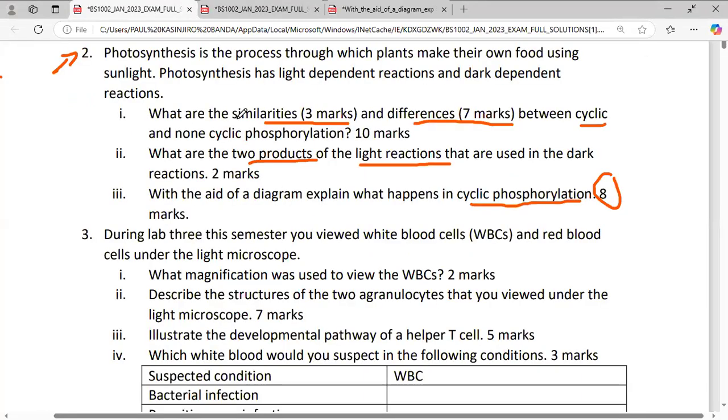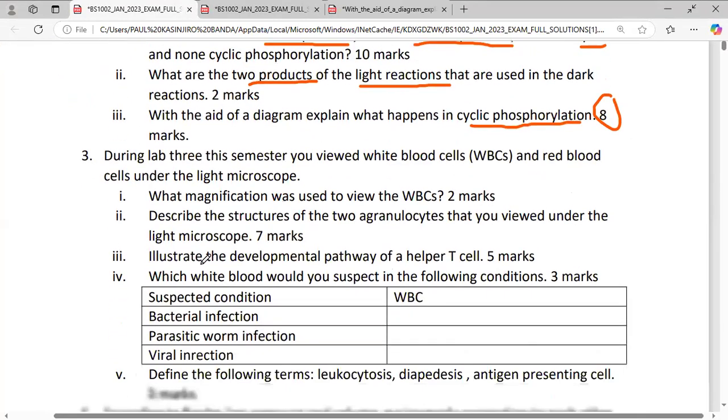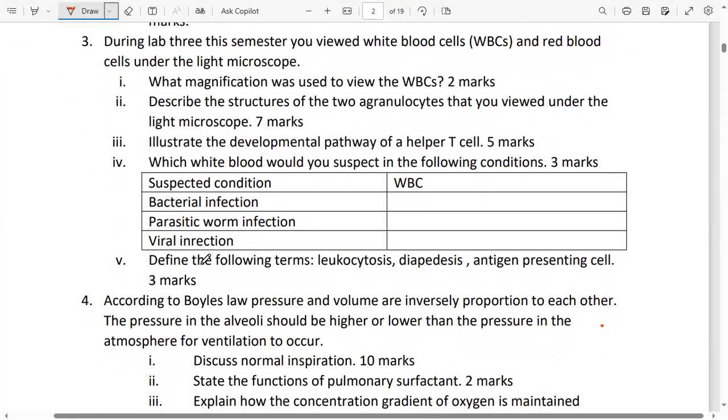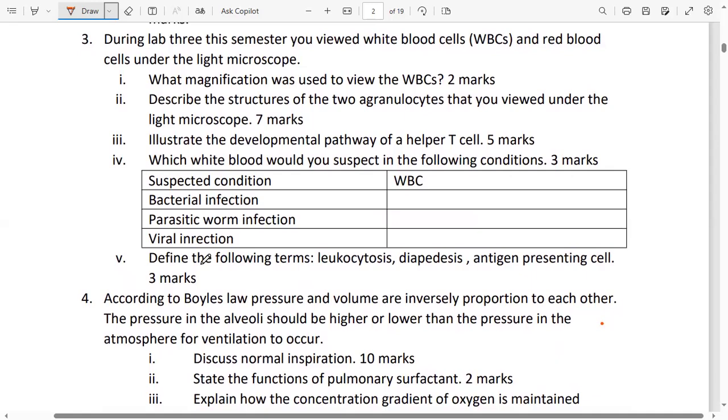So we are done with question 2. Let's go to question 3. Question 3 is mostly about the labs that you do in a certain semester. Those labs are very important, so you must be attending them.